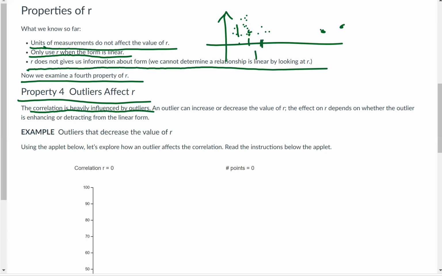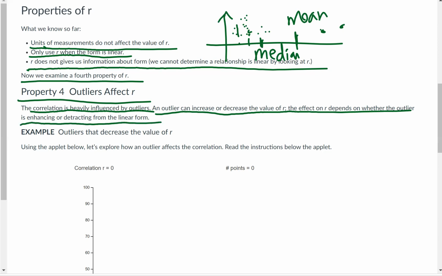Median will stay close to the majority of the data values, but the mean will be heavily influenced and will be pulled towards the outliers. I think we saw that in examples. An outlier can increase or decrease the value of r. The effect on r depends on whether the outlier is enhancing or detracting from the linear form. So for example, let's say most of the data lines up in a line and one outlier is far away, but it's still kind of as close to that line anyway, even though it's not close to the rest of the data points, then that could be fine. But if the outlier happens to be way out, not even close to the line that we think fits the other data values, then it's going to hurt r quite a bit.